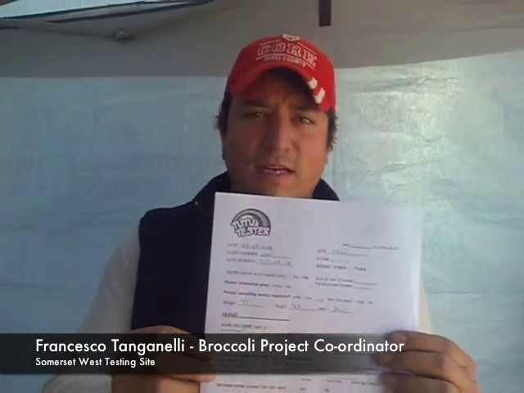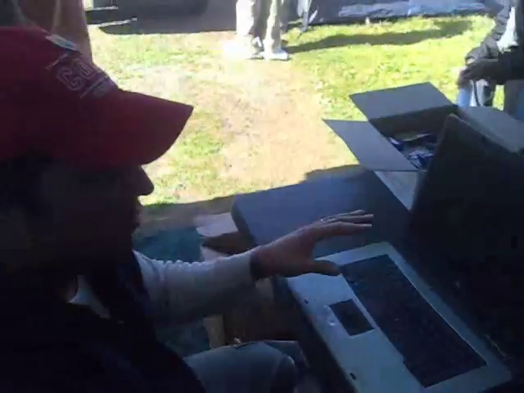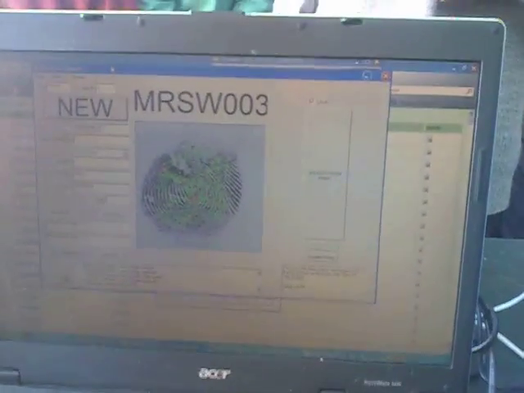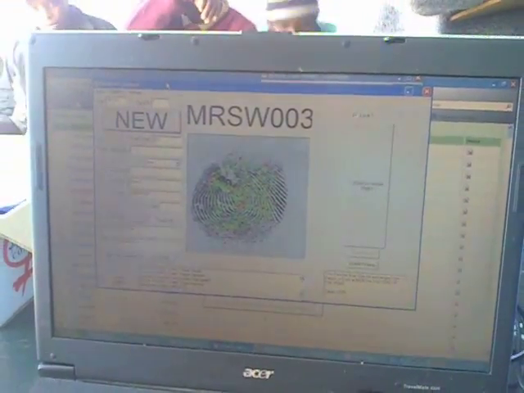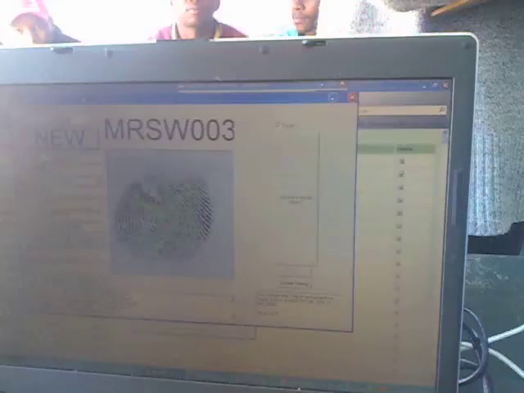Okay, so what are you doing? We have a form here that's given out by the tutu tester. On the form here there's several different fields which is filled out relevant to the patient. Name, age, weight, sex. What we do here is we then take this form and we'll capture the data. We take the information off of the form, which is basically the gentleman's initials, his mobile telephone number, where he lives, and his date of birth.